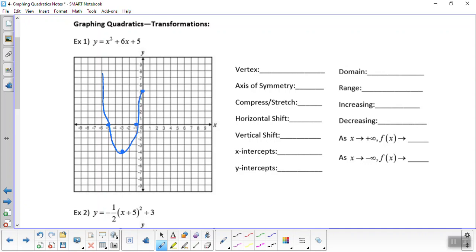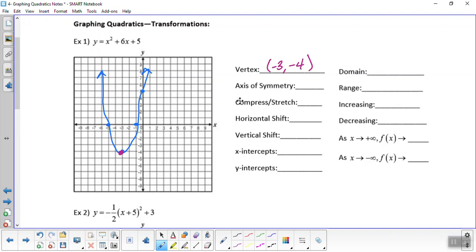Your line looks better than mine. Make sure it's a nice U with arrows at the end. Now our most important point is our vertex, which is either our lowest point or our highest point. It's our turning point. And that is located at (-3, -4).